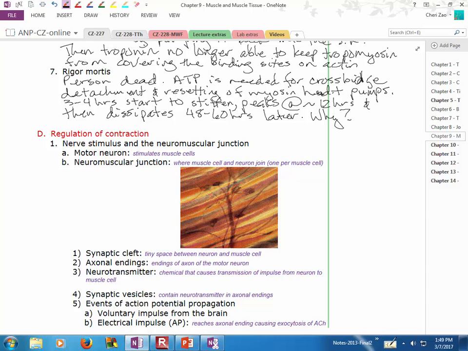And so then, how come you soften up after that? Why 48 to 60 hours? And this is under ordinary circumstances. Obviously, it changes with temperatures. Why do you soften up after you've been locked in place?